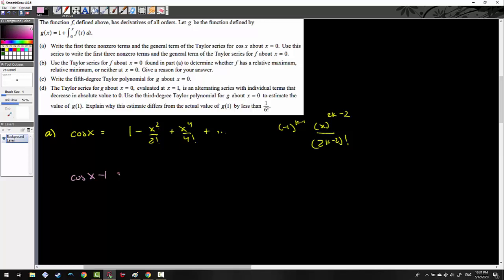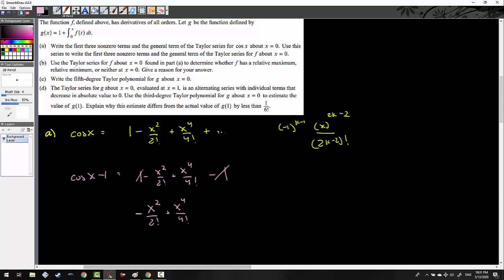And so cos x minus 1 is going to be 1 minus x squared over 2 factorial plus x to the fourth over 4 factorial, but then that's all going to be subtracted by 1. So as you can see, the 1s are going to cancel each other out, leaving me only with x squared over 2 factorial plus x to the fourth over 4 factorial. I'm sorry, the x squared is negative.